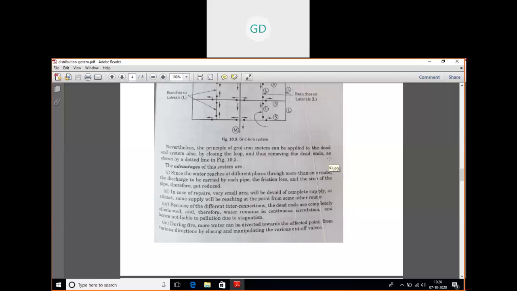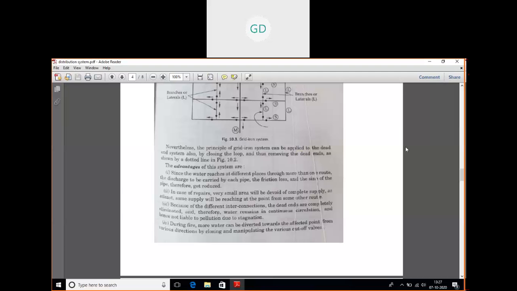And the number four advantage is that since everything is interconnected, if any one portion of the area catches fire, or an emergency happens, since they are getting the water from different routes, obviously the discharge will be more, and you can get water from different areas. So it is an advantage.